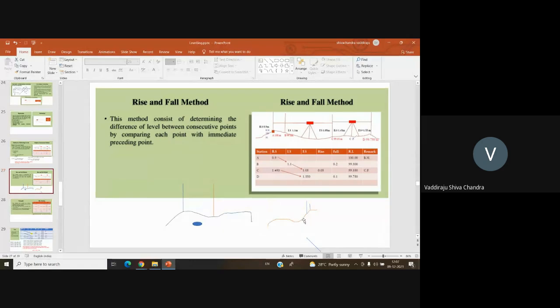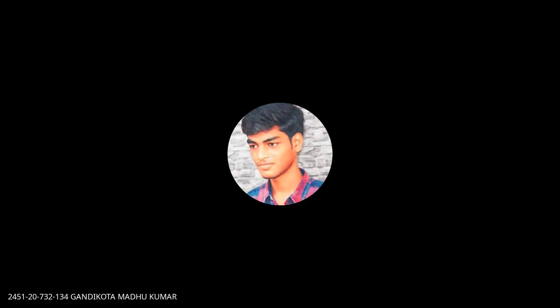Look at the bottom figure, the right one. This is one staff reading, and this is the second staff reading. What will be the reading on the second one? You will get a larger reading compared to the first one. But see how the ground surface is, which is elevated and which is depressed. Here the ground level is higher than this level, right?